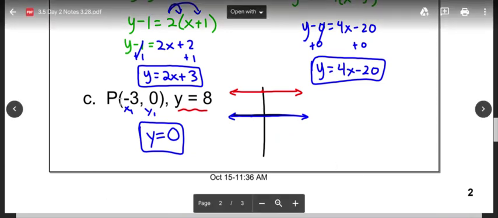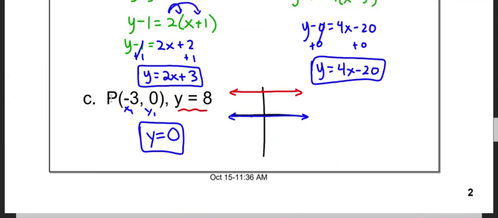All right, this other example, so one of our special lines. We have the point -3, 0, and y equals 8. So at y equals 8, that's up here, and we just have a horizontal line. Remember, anytime y equals something, just a number, it's a horizontal line going through that point.